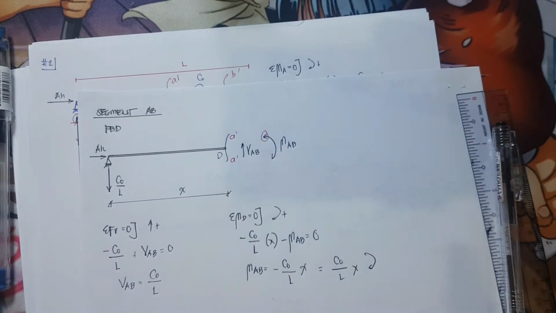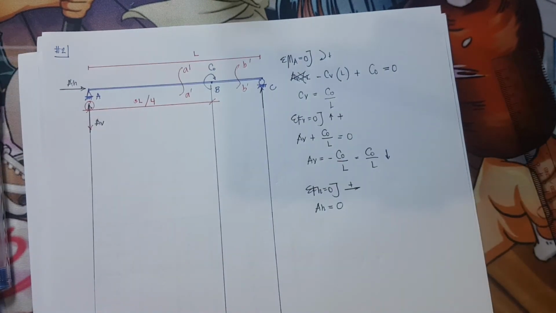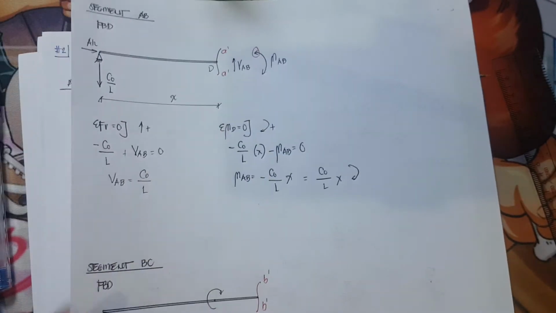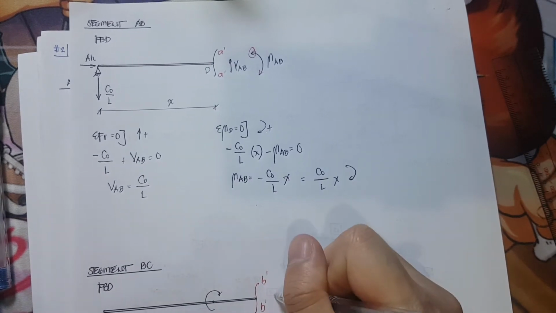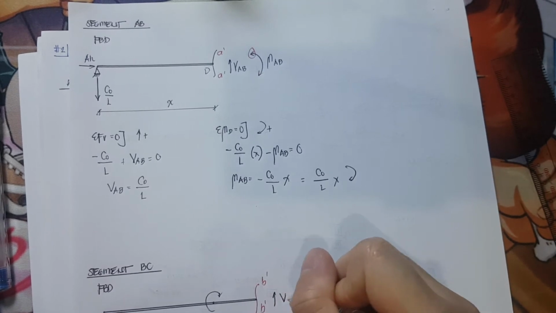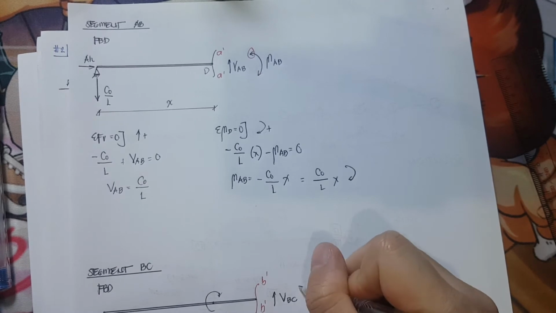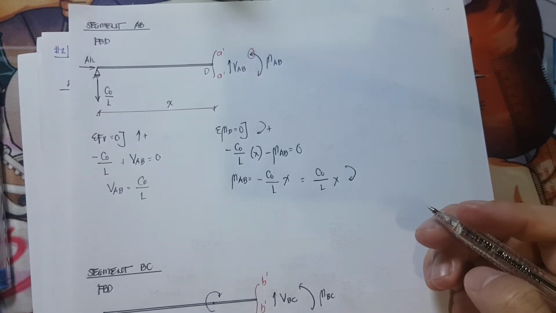Okay. Next would be segment BC. So redrawing the free body diagram of segment BC, it would look like this. Okay, so this is my cutting plane B. So I'll assume shear to be pointing upwards, shear BC, then moment BC would also be counterclockwise.